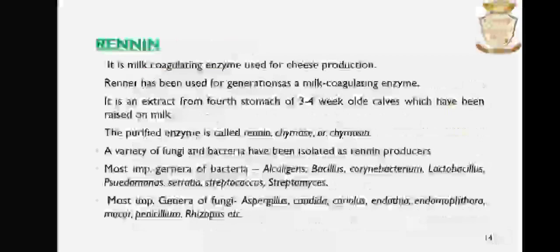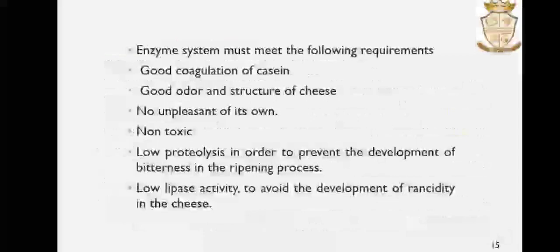A variety of fungi and bacteria have been isolated as rennin producers. Most important genera of bacteria are Bacillus, Corynebacterium, Lactobacillus, Pseudomonas, etc. Most important genera of fungi include Aspergillus, Candida, Endothia, etc. The enzyme system must meet the following requirements: good coagulation of casein, good odor and structure of cheese, no unpleasant taste of its own, non-toxic, low proteolysis in order to prevent the development of bitterness in the ripening process, and low lipase activity to avoid the development of rancidity in the cheese.